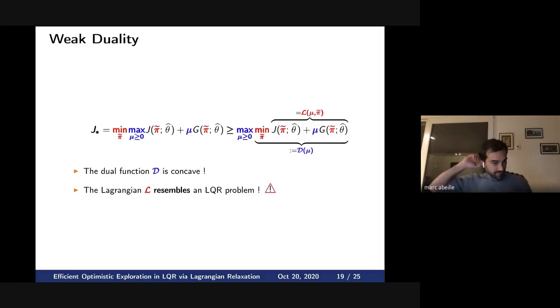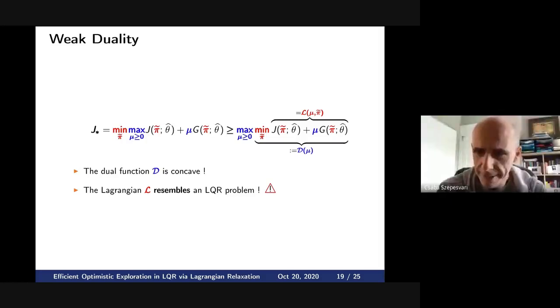So by construction, we already have the following nice properties. The dual function is concave. This is always true. It's like standard duality results. But more importantly, the Lagrangian resembles an LQR problem. And so one can hope to obtain curly D as the solution of the Riccati equation. So that's where the warning gets back, because if you remember what we saw a couple of slides ago, it's exactly why we performed the relaxation of the constraints in the first place. So that's the good news.